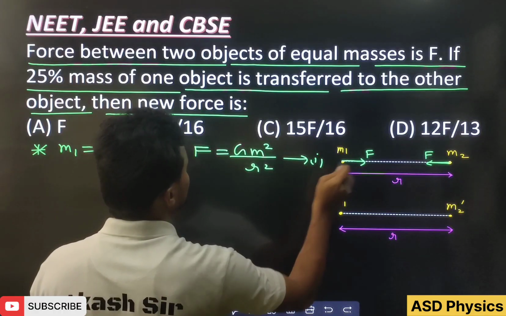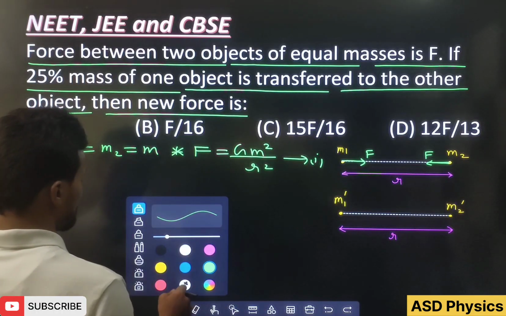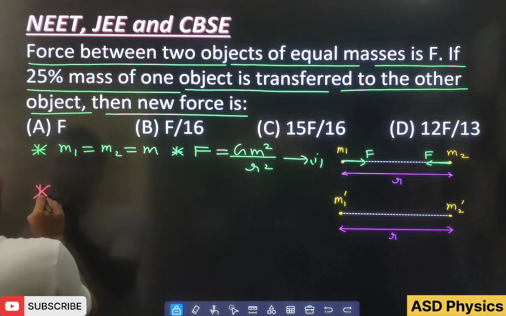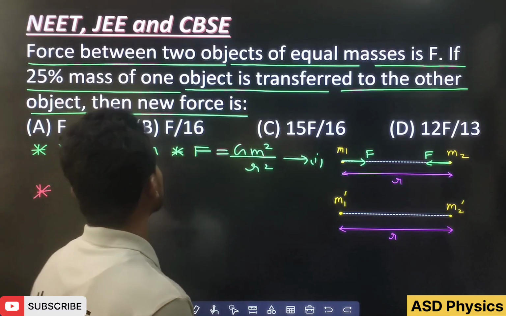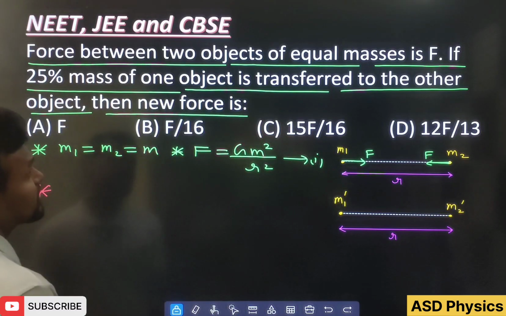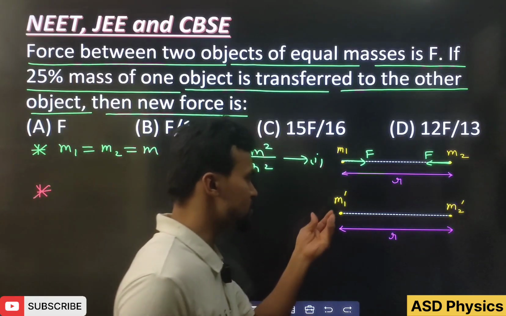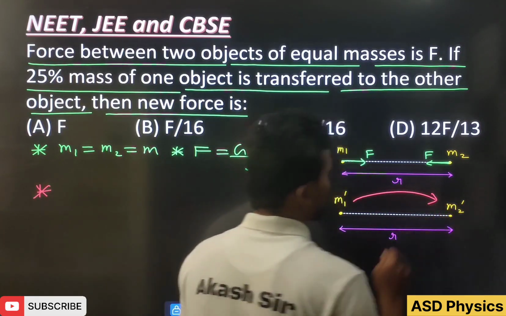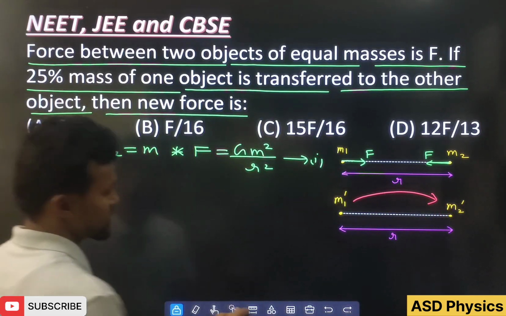This is equation 1 from the first situation. After that, what will happen here? The next situation, they are telling what? 25% of mass of one object is transferred to the other. So what will happen? Let's take the mass has transferred from M1 to M2.